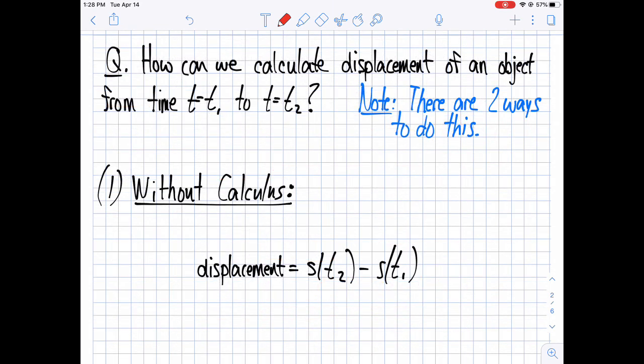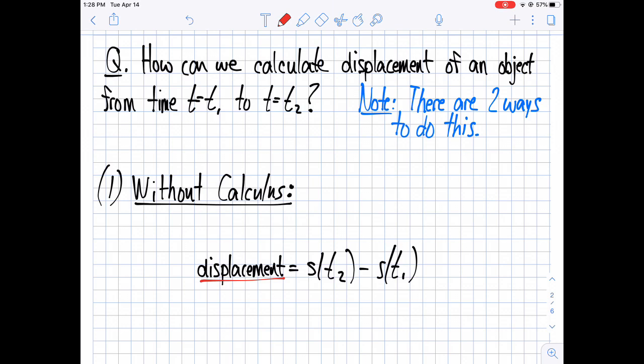So how can we end up calculating displacement of an object from time t equals t1 to time t equals t2? Well, really, you don't absolutely need calculus to do this. There are going to be two ways we're going to look at. The first way, without calculus, you could simply do what we did before. You could take your final position minus your initial position, so s of t2 minus s of t1, and that's going to give you your displacement. So that's the one way to do it without calculus.